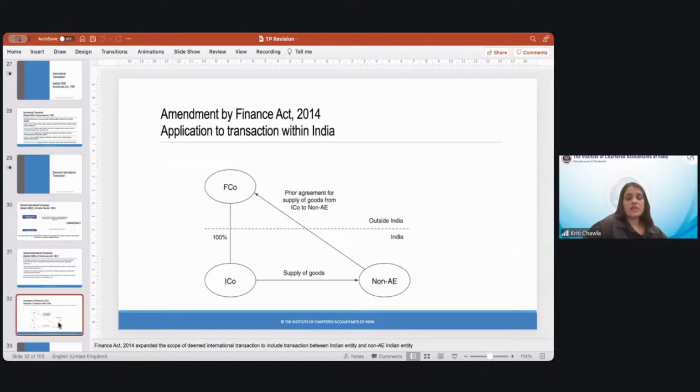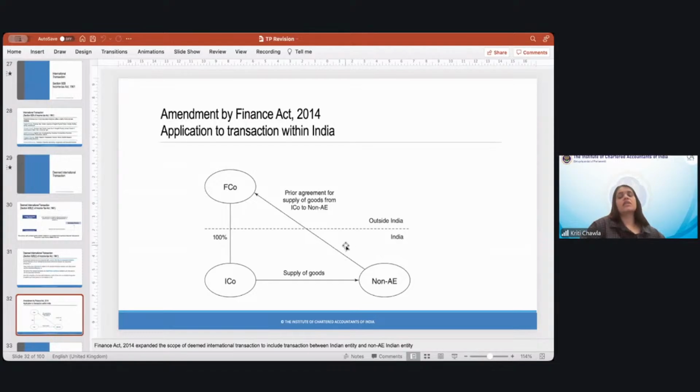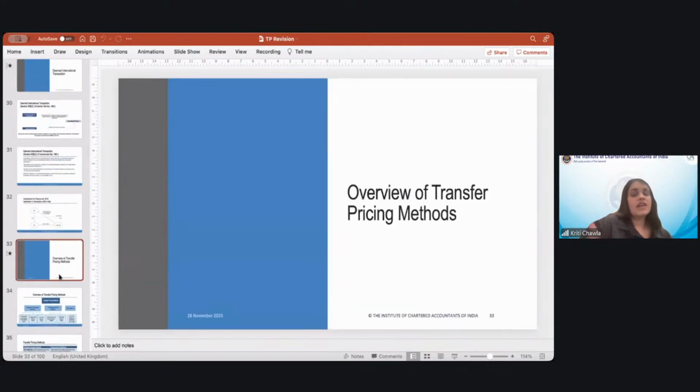Now, the Finance Act of 2014 expanded the scope of deemed international transaction, and they said that even if this non-associated entity, this unrelated person, is in India, then also we'll call this particular transaction a deemed international transaction, meaning to say that this Indian enterprise is now transacting with this non-associated enterprise, and both of these enterprises are in India, but still we will call it a deemed international transaction. I know that this is a transaction between two Indian companies, but still this will be called a deemed international transaction, and transfer pricing provisions will be applicable.